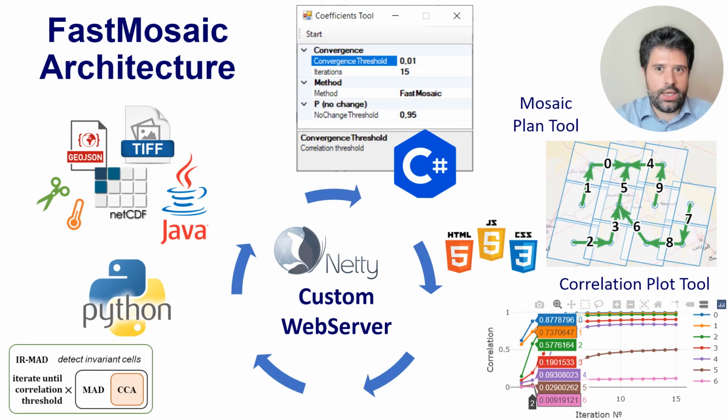Fast Mosaic is implemented in Java, C#, Python, and JavaScript connected via a custom web server. Note that Fast Mosaic operates directly on ordinary files of standardized formats, GeoJSON, NetCDF, GeoTIFF, and others. So we can explore the mosaicing process in full depth at any stage.